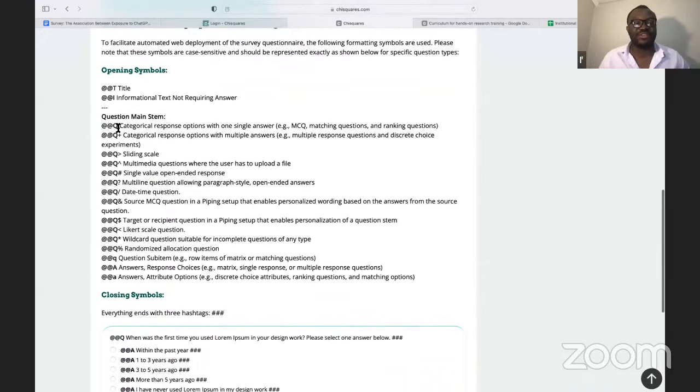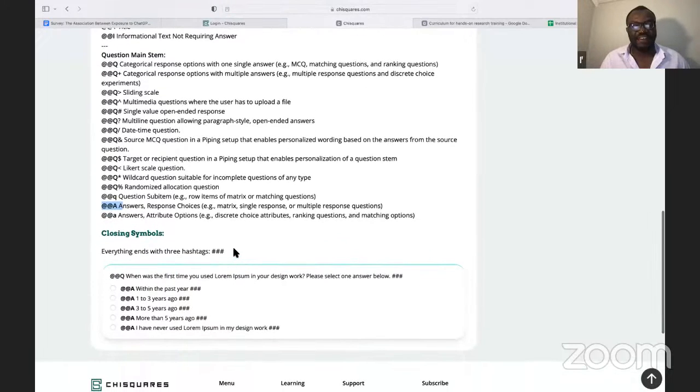But then we've also provided you with a lot of flexibility to customize what kind of questions it is. So you have to provide these elements in front of questions and these ones in front of answers. Add A in front of answers, and then everything ends with 3 hashtags. It sounds complex, but you'll find it's very simple.